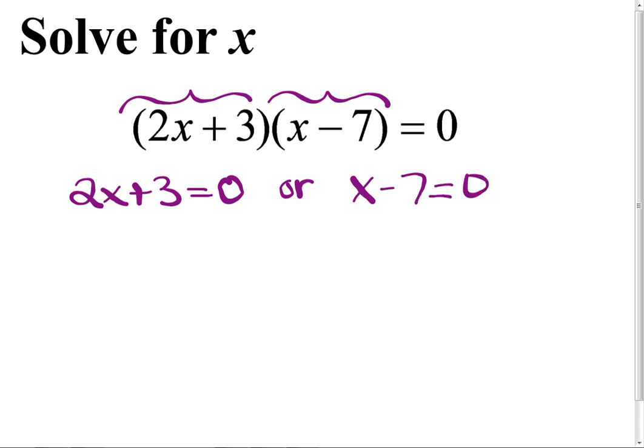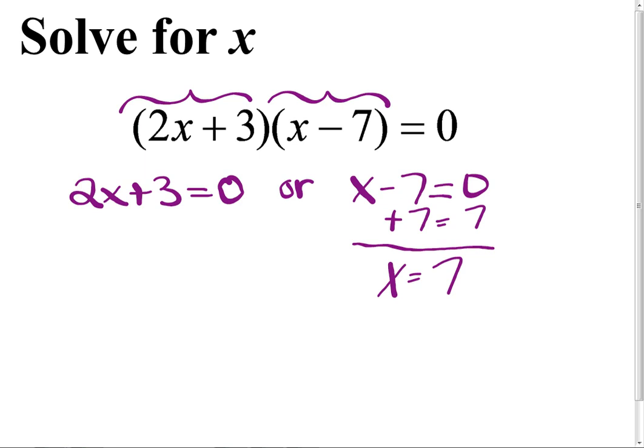Let's do the easy one first. X minus 7. Which one makes this one 0? 7. Plus 7 to both sides if you have to. I hope you can look at it and just tell me x equals 7. Now the next one, if you don't show the steps, you're probably going to do it upside down.